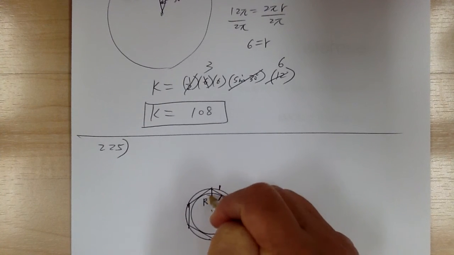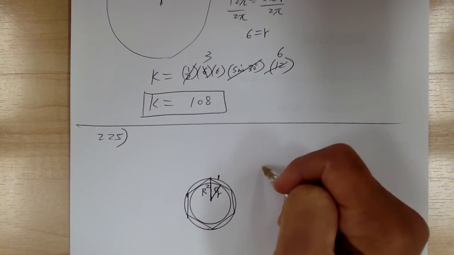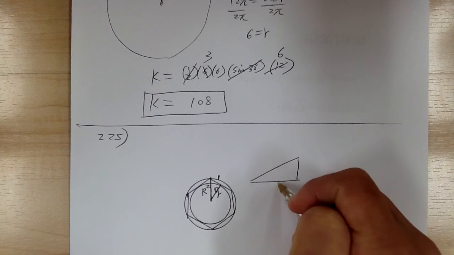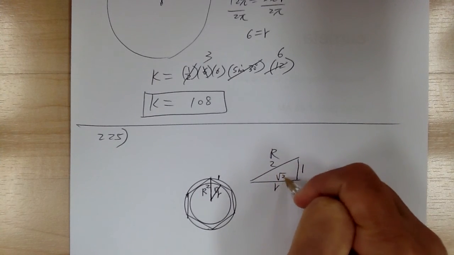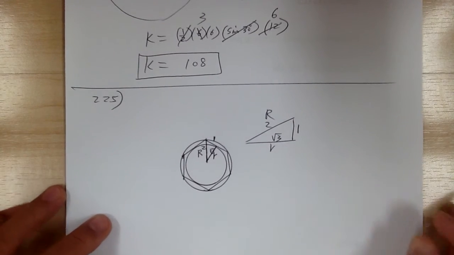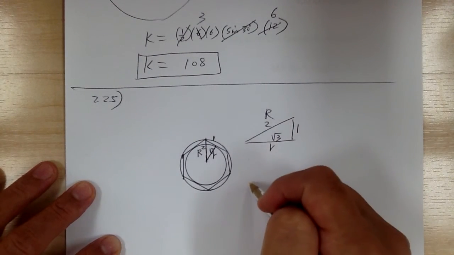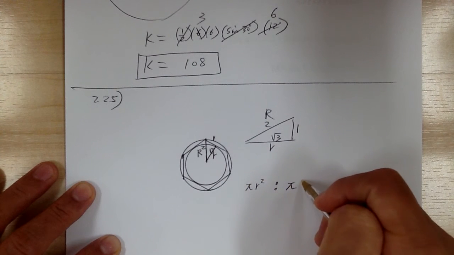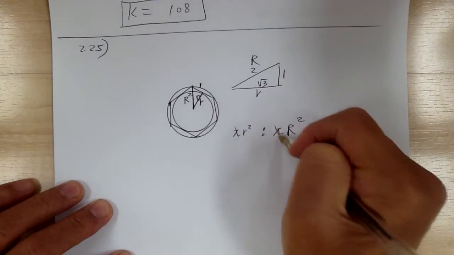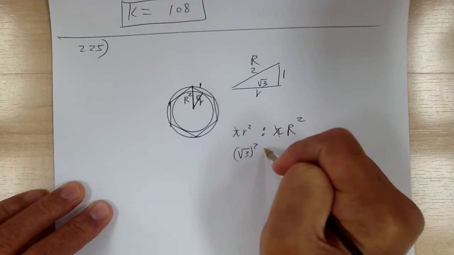Okay, so you've got 1, 2, square root of 3. So you have a triangle like this. This is your small r and this is big R. So you can go 1, 2, square root of 3. So the area of the small to big, right? Small would be pi r squared to pi R squared. So the pi will cancel out, so you just square the radius.